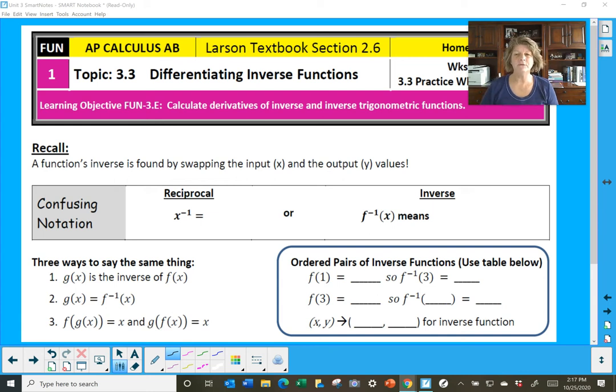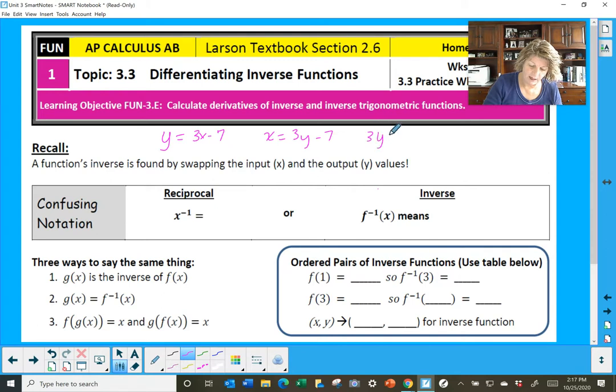3.3 is all about differentiating inverse functions. What do you know about an inverse function? Well, you know quite a bit. You know that y equals 3x minus 7 could be converted, or we could find its inverse function by simply exchanging the x and y's and solving for y. So I could get 3y equals, add the 7 over, I'd have x plus 7, and then divide by 3, and I get y equals (x plus 7) all over 3. This is the inverse function.